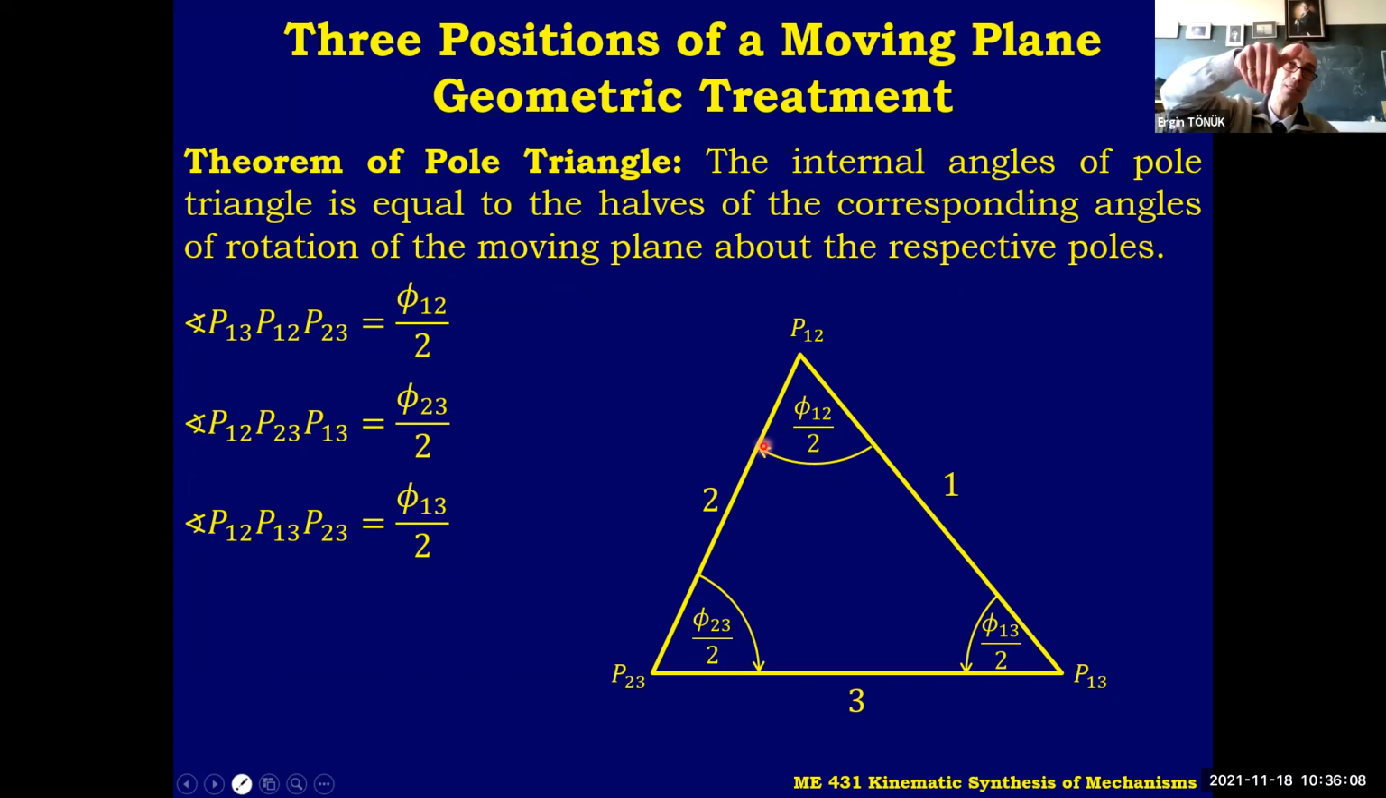This is clockwise, okay? And this angle in the triangle is half the rotation angle, including the sense. This angle from 2 to 3 is again clockwise, and this is half. And from 1 to 3 is counterclockwise, and half of this. Of course, it might be the complementary of these angles as well. Okay?